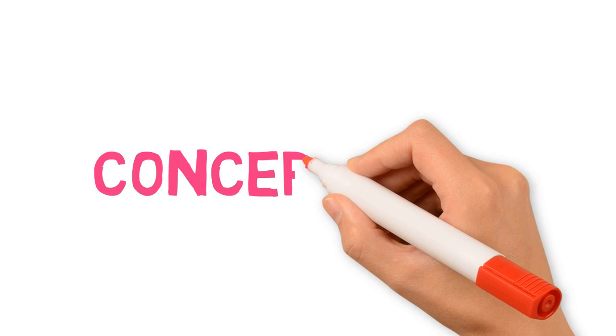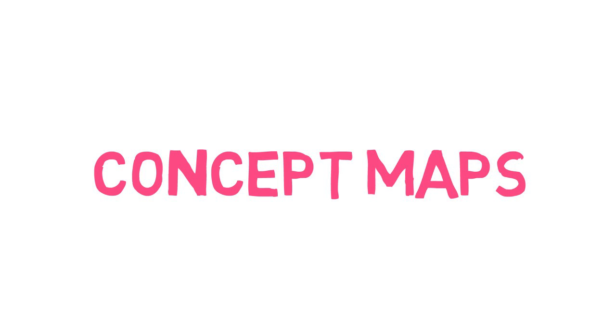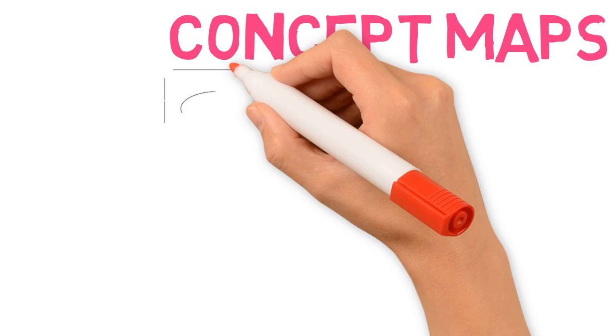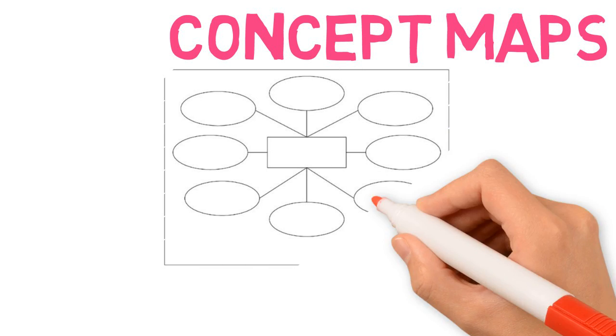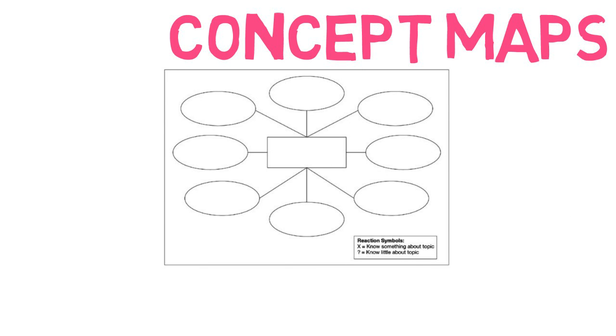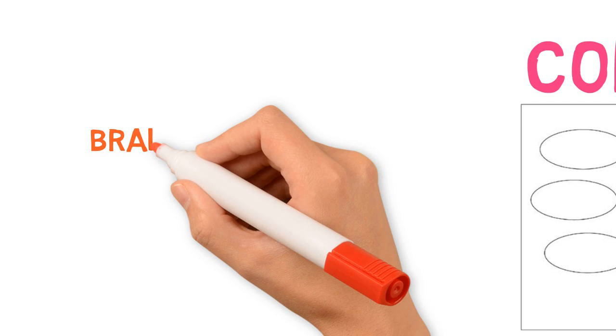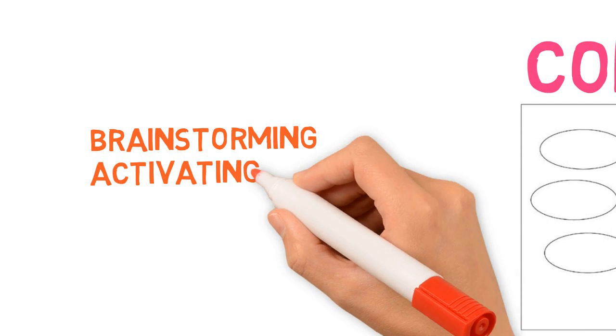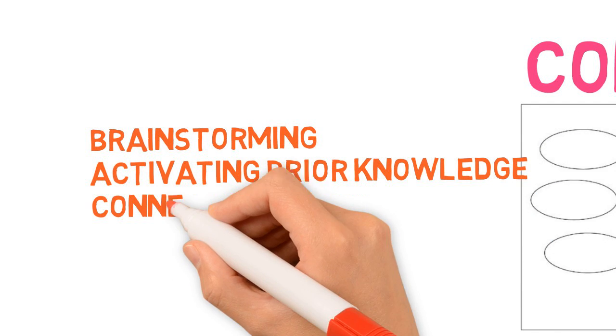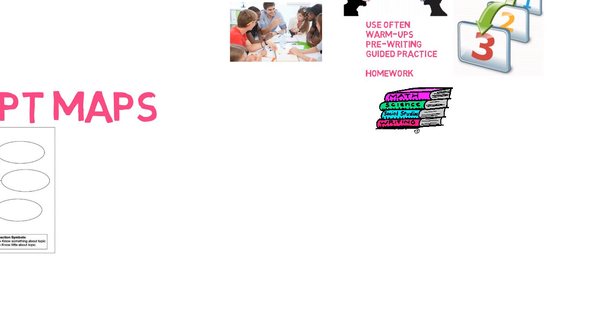Now let's talk types. Concept maps are often used to show a central idea with its corresponding characteristics. These come in handy when brainstorming, activating prior knowledge, or showing relationships between different concepts.